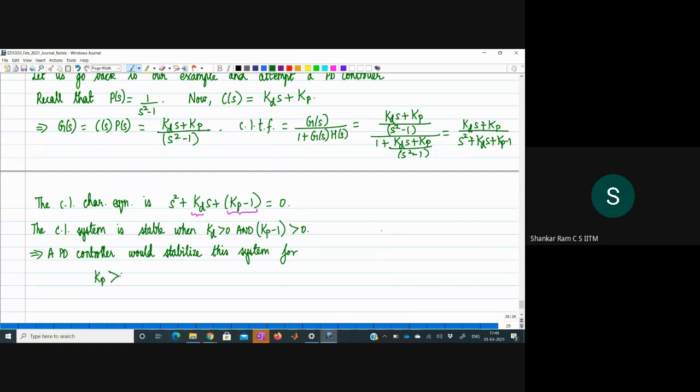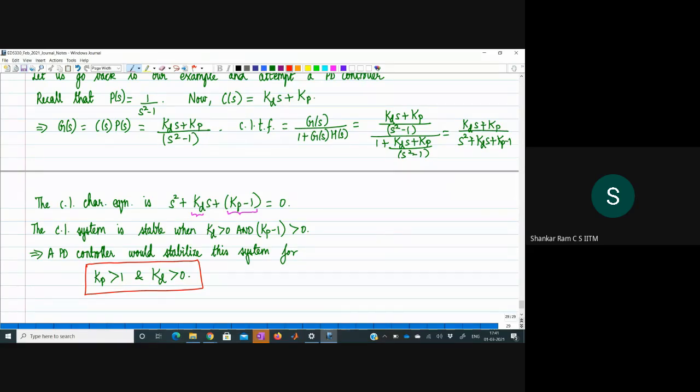For KP greater than 1 and KD greater than 0. Okay, so we can immediately observe that the PD controller works in this case, right? So we have this sort of region, or choice for the controller gain, wherein we have the proportional controller stabilizing the closed loop system. Okay, so that's very, very important. So I hope it is clear.